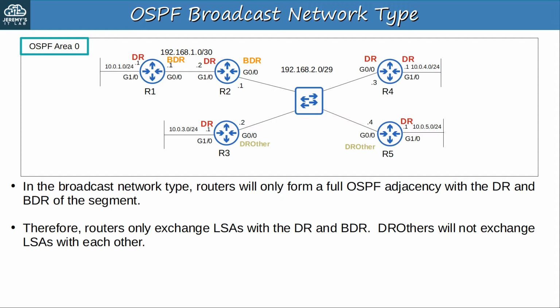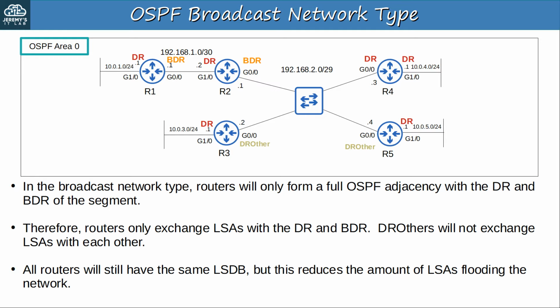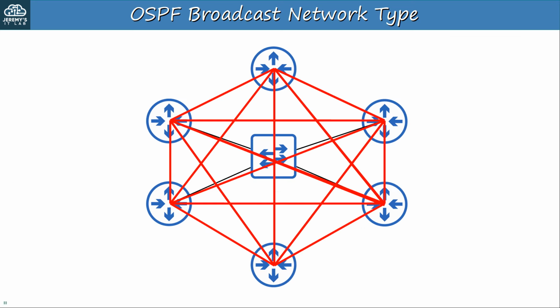Remember that in the two-way state, routers haven't shared LSAs with each other yet. All routers will still have the same LSDB, but this reduces the amount of LSAs flooding the network. Let's see an example. If 6 routers are connected to the same segment, and they all share LSAs with each other, it will end up like this. A whole lot of LSAs flooding and congesting the network.